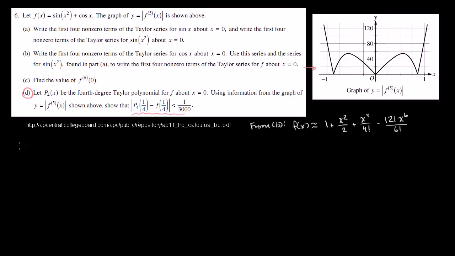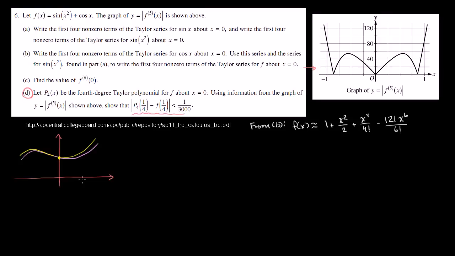So let me draw a little graph here just so we can visualize it a little better. If this is our y-axis, and this is our x-axis, and our function, let's say, looks something like this. Our fourth degree polynomial is centered at 0, and so it'll be equal to the function at 0. Then it'll probably become a worse approximation as we get further and further away from 0. And what they're saying is, let's bound how bad of an approximation that is when x is equal to 1/4.